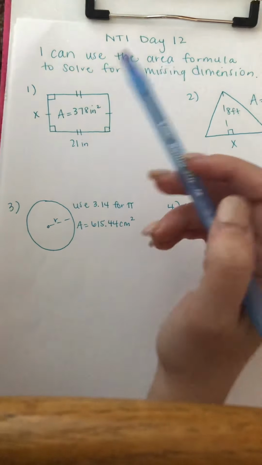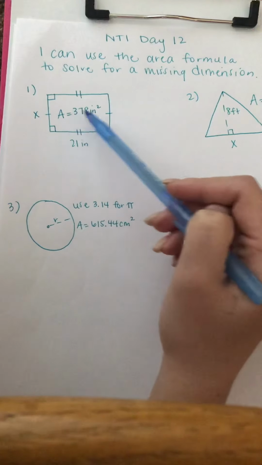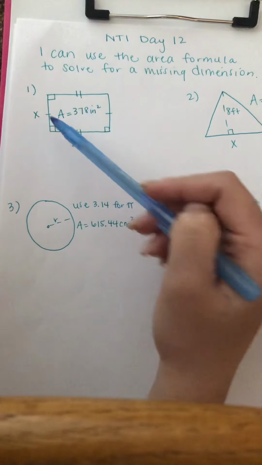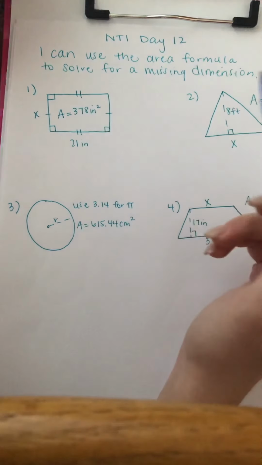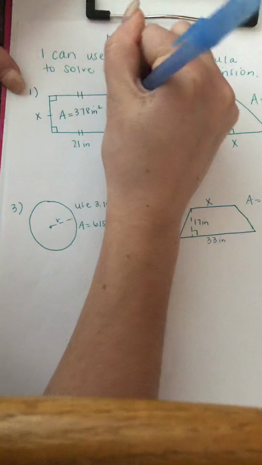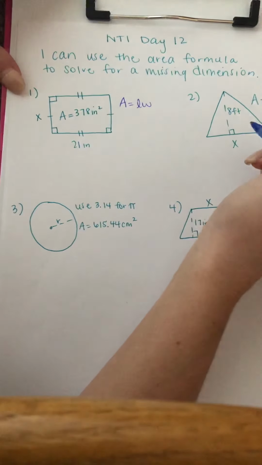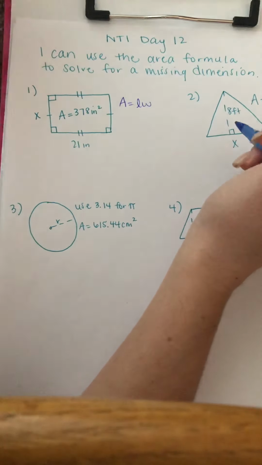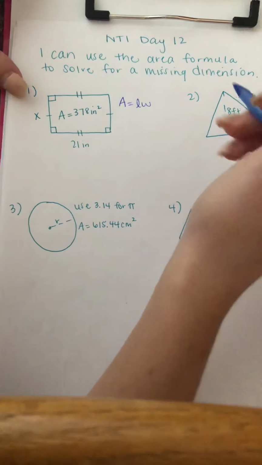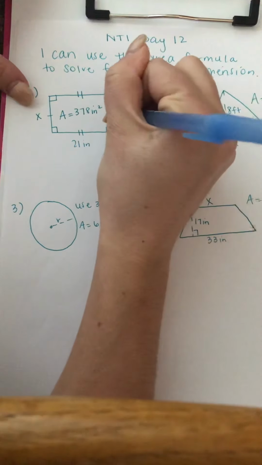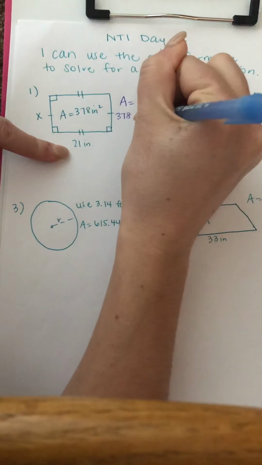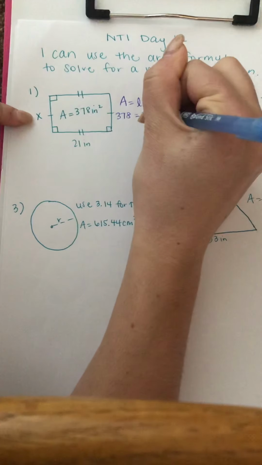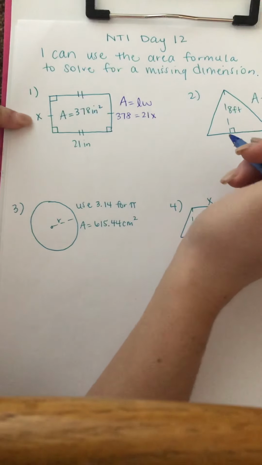Okay, so number 1, this is a rectangle. We're given the area, we're given the length, and we're being asked to solve for the width. So we're going to use our area of a rectangle formula, which is area equals length times width. And now we're going to substitute what we're given. So we're going to put 378 in for A. We're going to substitute 21 for the length. And we're going to solve for the width. We can just put X right there. X is representing the width.